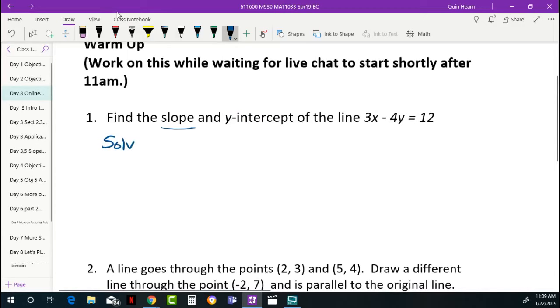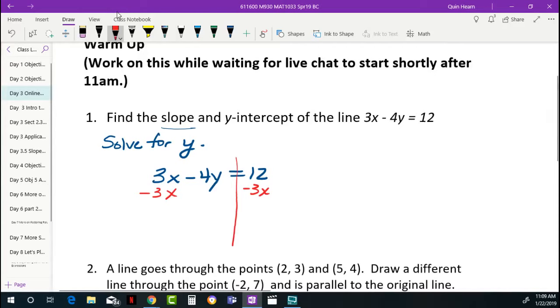To get it in slope-intercept form, all you have to do is solve for y. And the steps are pretty much always the same. Let's take a look. So to solve for y in a linear equation in standard form, the first thing you're going to do is move the term that has the x in it over to the other side. In other words, remember, an equation keeps a balance, and we can do anything we want to it as long as we do it on both sides. So subtracting 3x from both sides, we have negative 4y equals negative 3x plus 12.